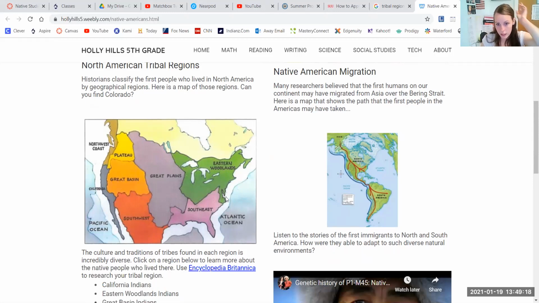And then we also, it doesn't show it in here, but Alaska would be either the Alaskan region or Arctic region. It's called both ways. So these are kind of the more accepted.